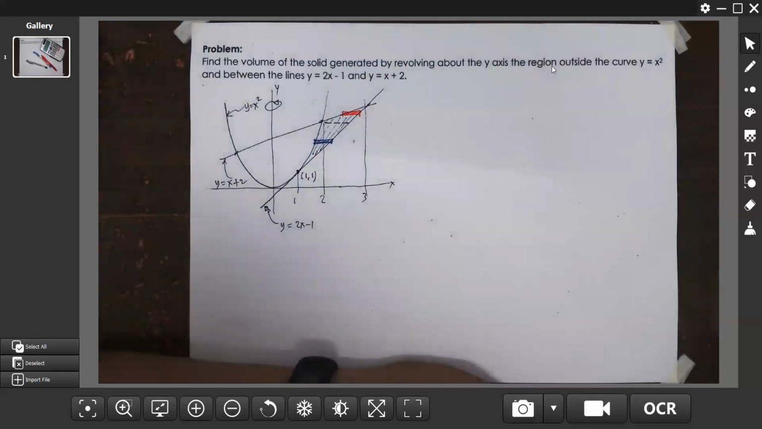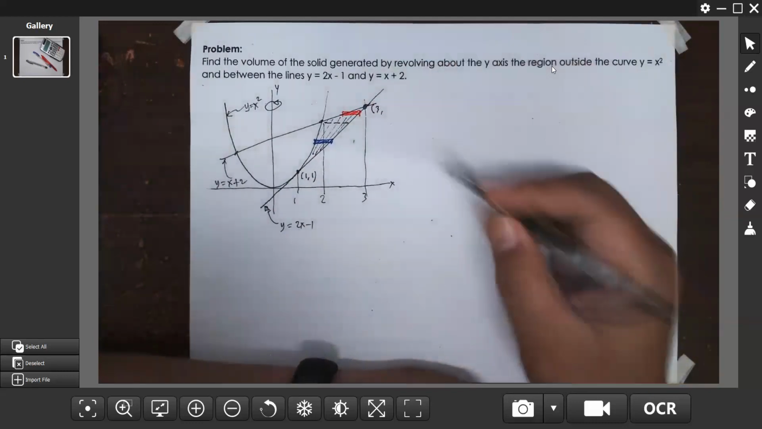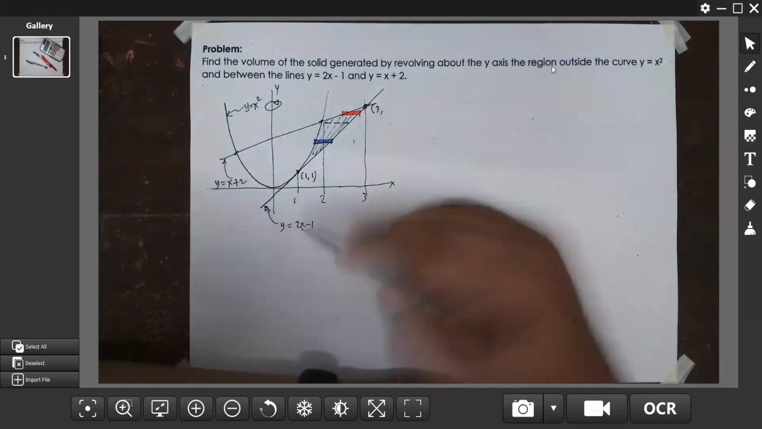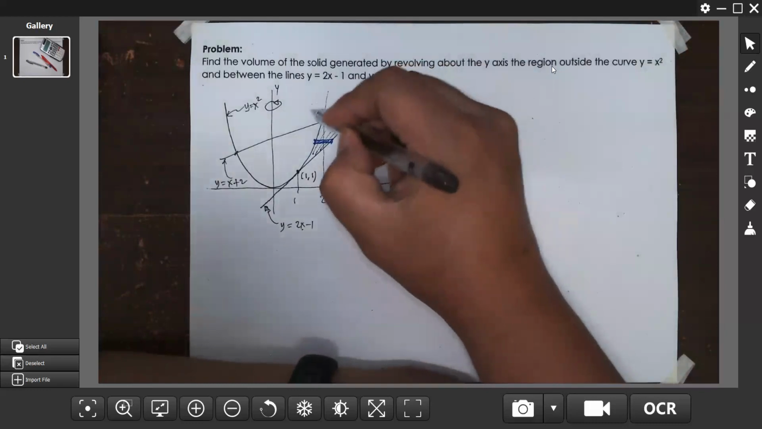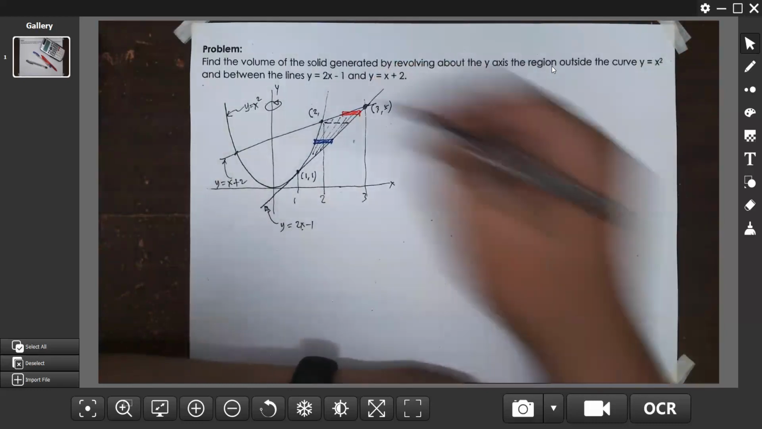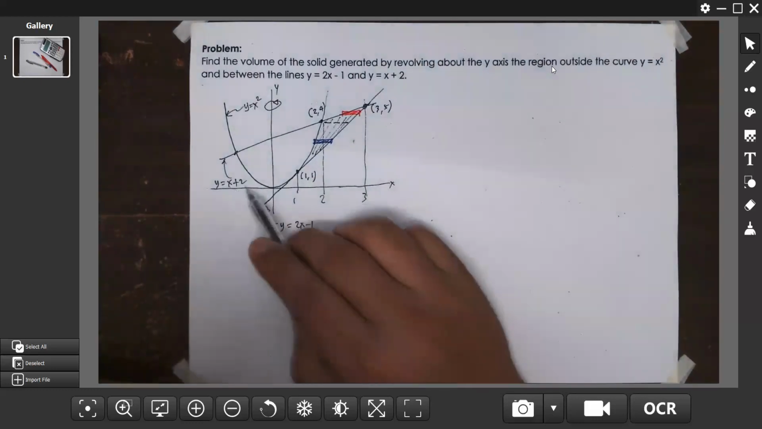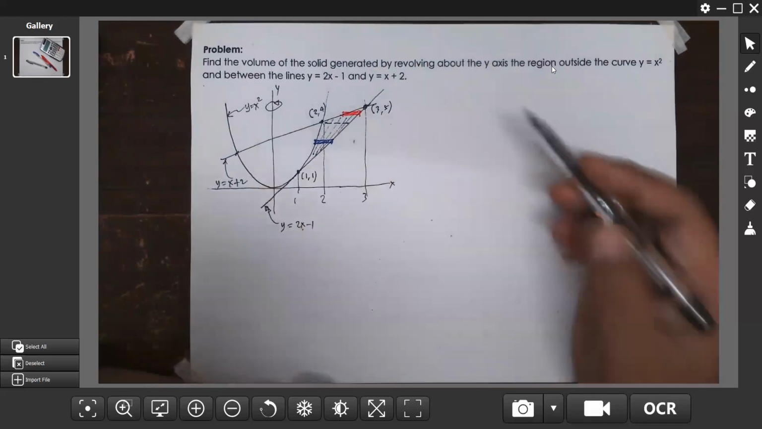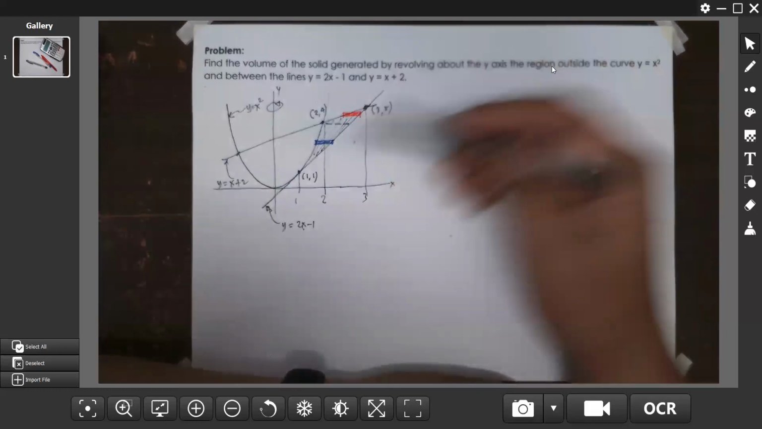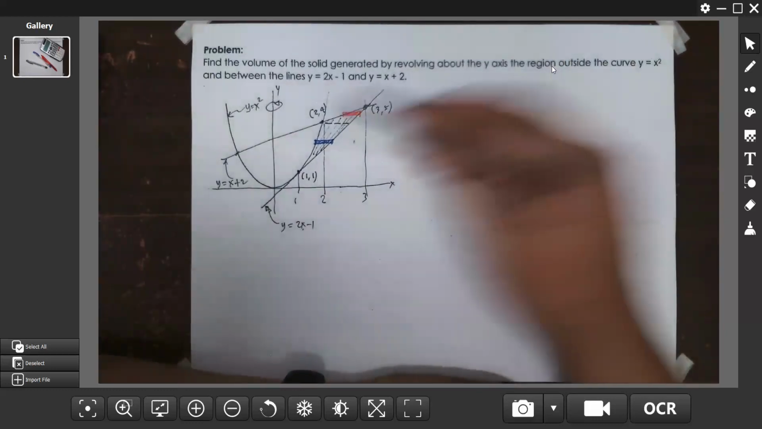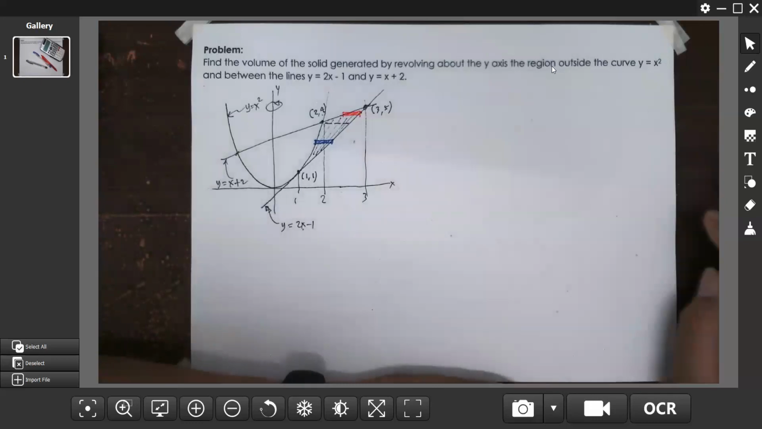So let's have this point of tangency. For this line, when x is 3, y is 5. And for this one, when x is 2, y is 4. Like for this line, when x is 2, y is 4. Or parabola, when x is 2, y is 4. So for the blue strip, the limits will be from 1 to 4. And for the red strip, the limit will be from 4 to 5.